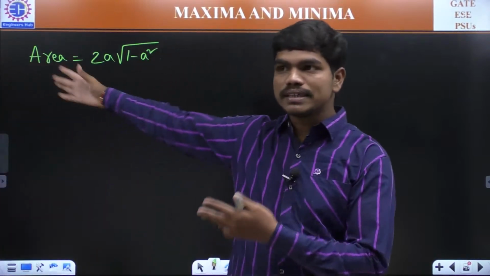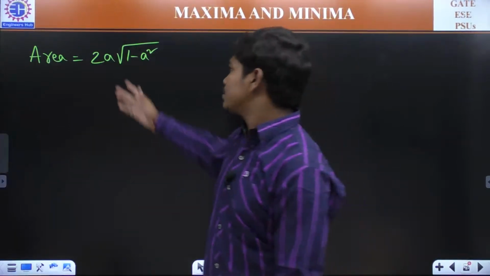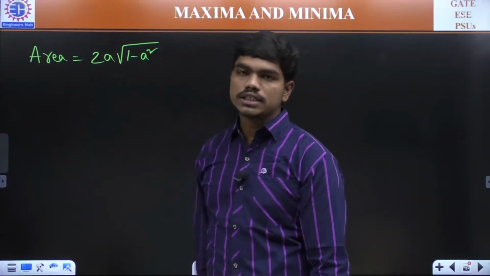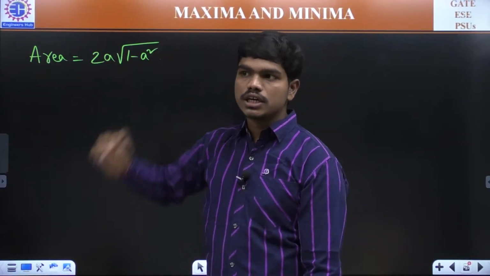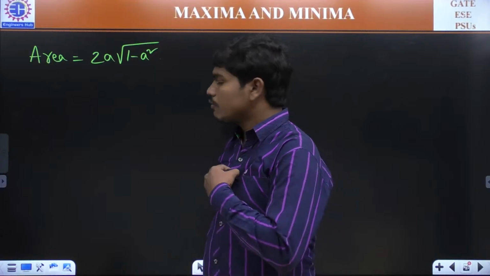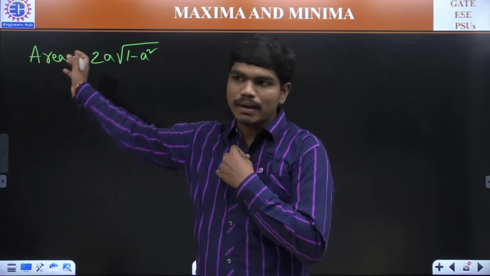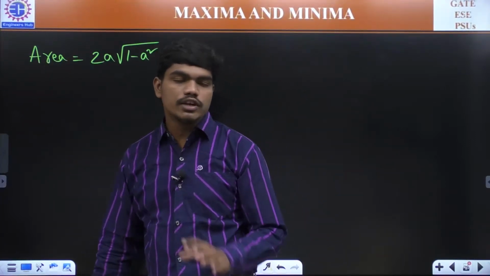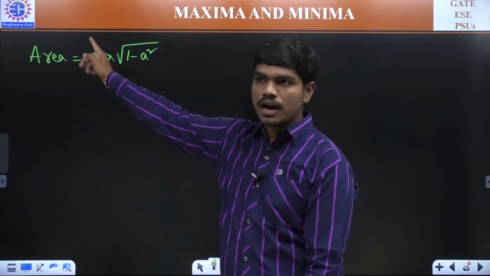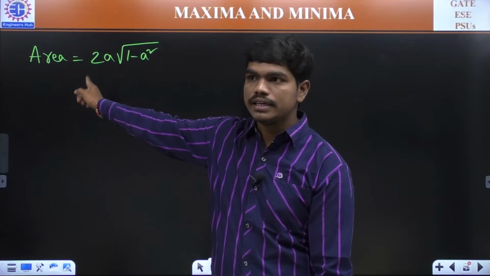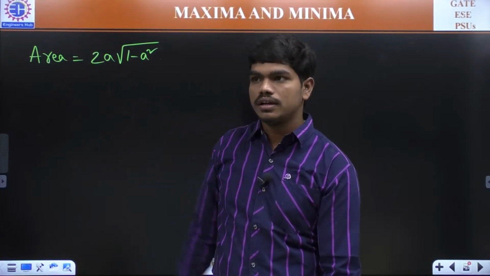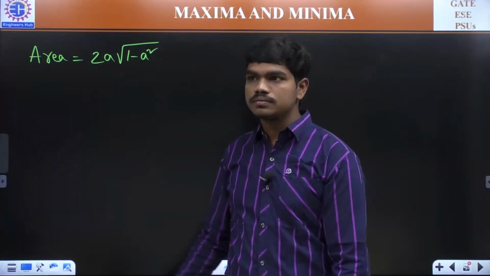Now, if you want to maximize this function, what you need to do is find the maximum value of this function: 2 times a into square root of 1 minus a square. Please try to find the maximum value of this function, all of you. I gave you the hint. It's a single variable function, and you know how to find the maximum value of a single variable function. So please try to find this.